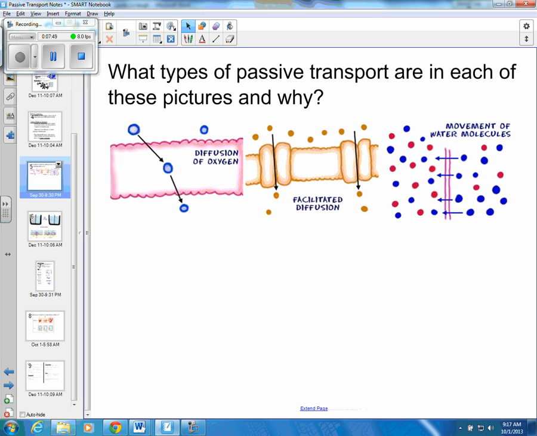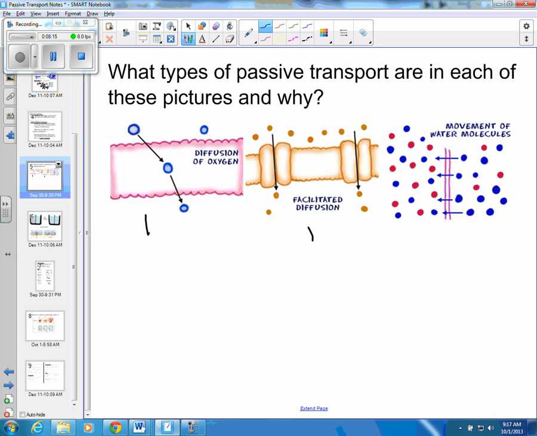So tell me, is there a concentration gradient in each one, or are the molecules in equilibrium? For this one, is there a concentration gradient, or is it equilibrium? Take a second to look at it, figure it out. Do we get the first one together?